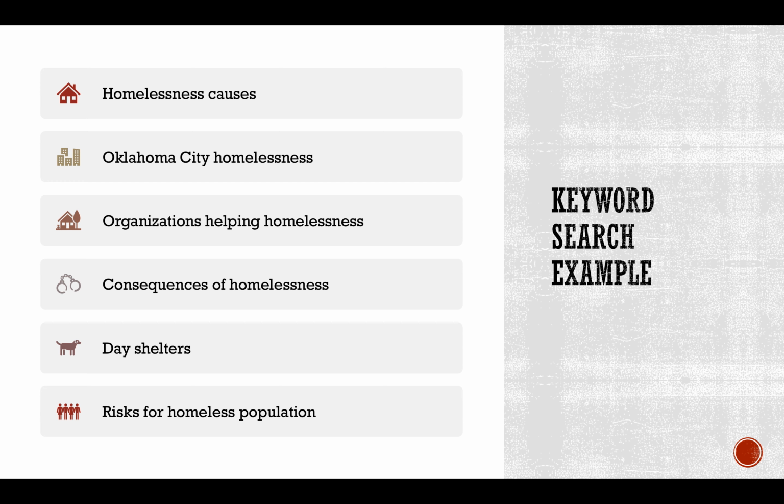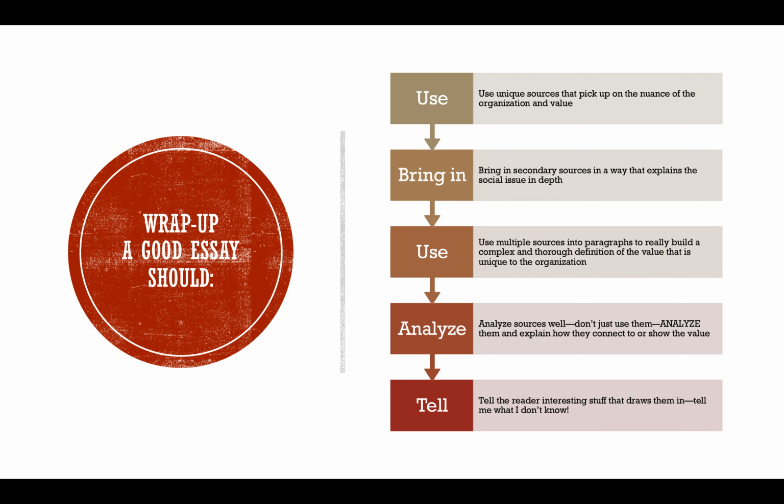Sources that already have analysis or where the author is using other research and statistics to talk about an issue and make a claim. All right, so wrap up for this week. What I want you to keep in mind as you continue working towards bringing your sources together to write your essay is that a good essay should use unique sources that pick up on the nuance of the organization and its value. Bring in good secondary sources in a way that explains the social issue in depth, not just at a surface level. Use multiple sources in paragraphs to build a complex and thorough definition of the value that is unique to the organization. You should analyze sources well.